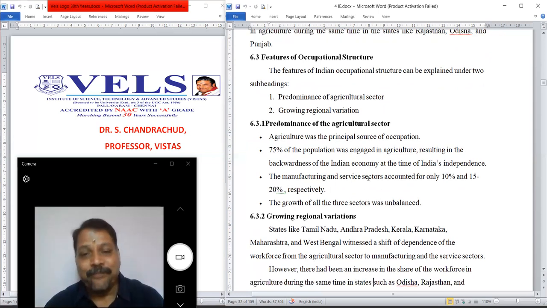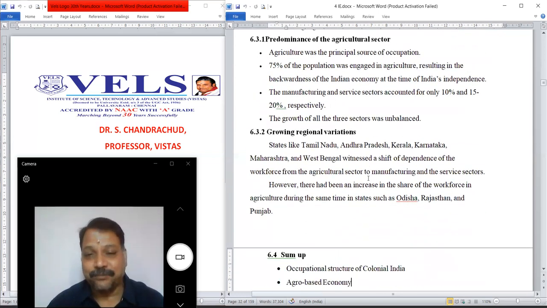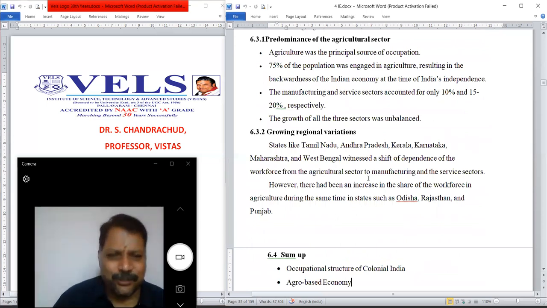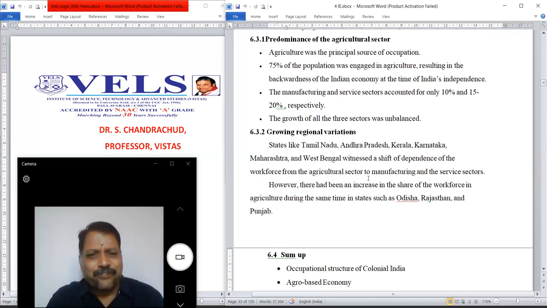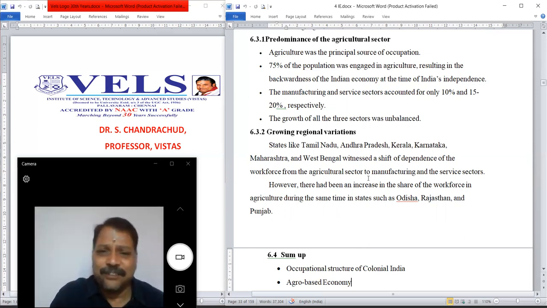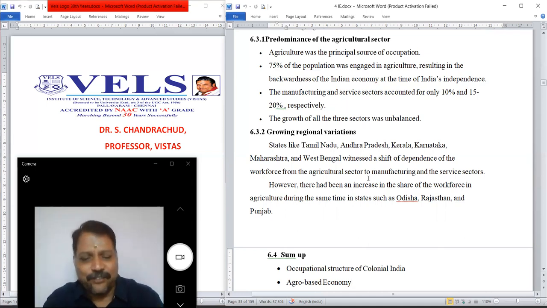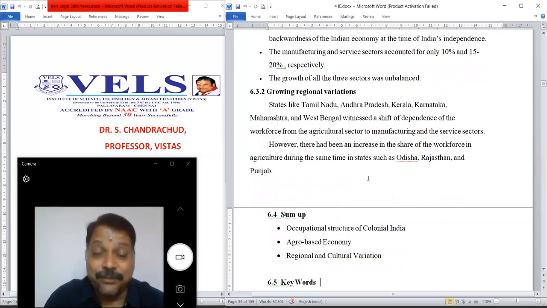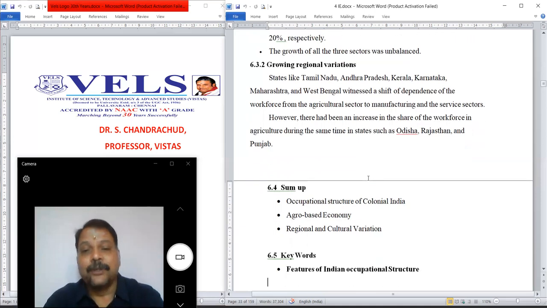Then the other feature, the growing regional variation. States like Tamil Nadu, Andhra Pradesh, Kerala, Karnataka, Maharashtra and West Bengal witnessed a shift of dependence of workforce from the agriculture sector to the manufacturing and service sectors, because in these states people are migrating from rural and agricultural areas to urban areas. However, there was an increase in the share of workforce in agriculture during the same period in the states of Odisha and Rajasthan. Of course, Punjab is one of the states which contributes more to agriculture.